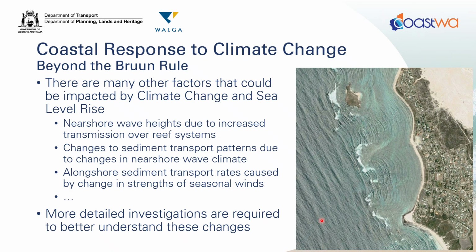So these are the things that make it more complicated to assess what the actual change due to sea level rise will be. There are much more detailed investigations that are required to better understand the extent of these changes, and that's why within the state coastal planning policy it does use this reasonably conservative assessment of a 1 in 100 slope using the Bruun rule approach.